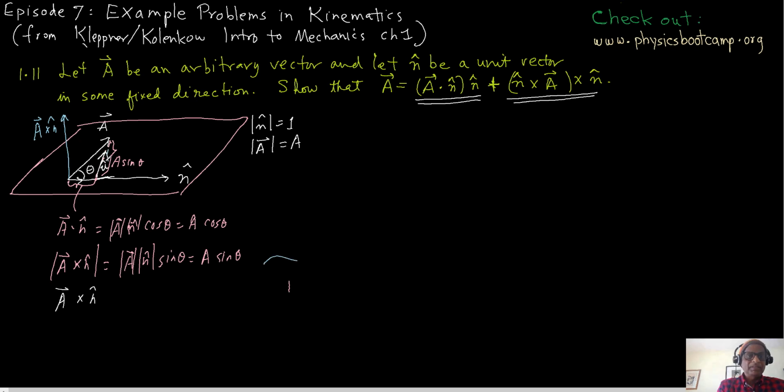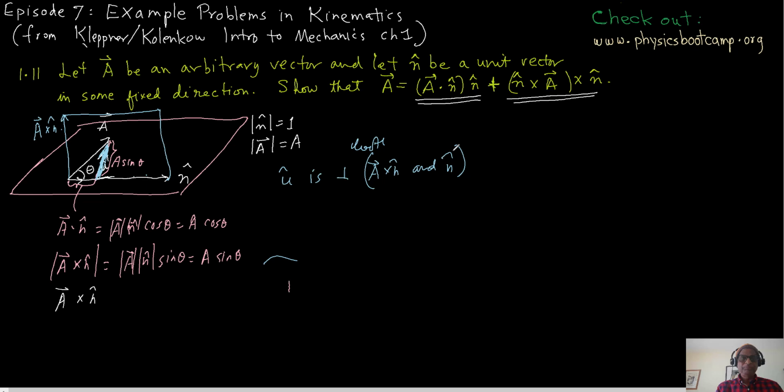Now this direction is perpendicular to n hat. So this is perpendicular to both this direction and this direction. And so you can say, let's call this direction u hat. u hat is perpendicular to A cross n hat and n hat, to both.